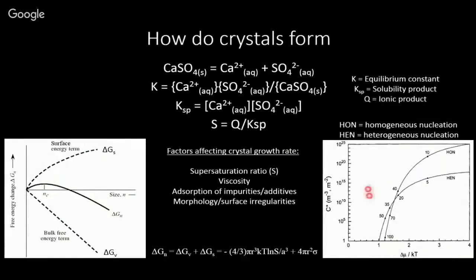Another thing is what you see on the right graph, which I really like a lot. It tells you the difference between two ways of nucleation. By nucleation, I mean the formation of these primary crystals in a solution. There are two ways these nuclei can form. They can form in the solution, like inside this water. That is called homogeneous nucleation.